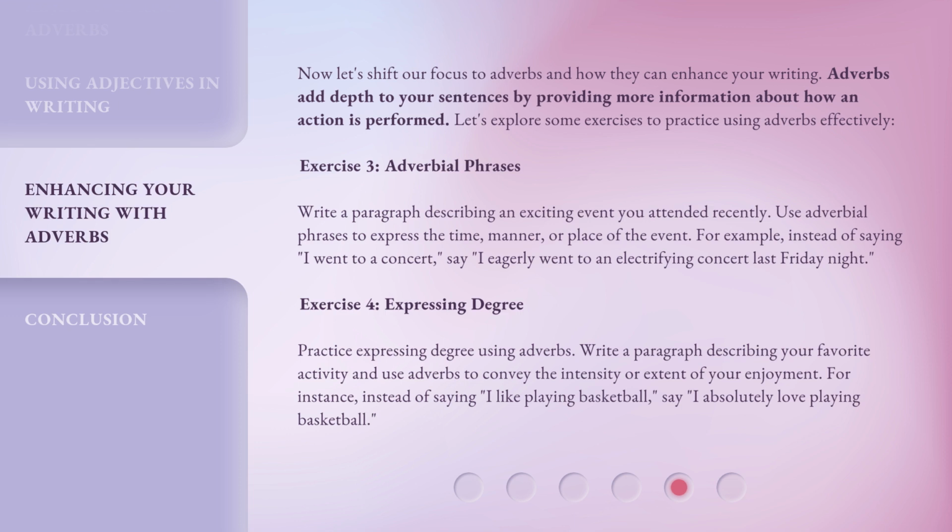Exercise 4. Expressing degree. Practice expressing degree using adverbs. Write a paragraph describing your favorite activity and use adverbs to convey the intensity or extent of your enjoyment. For instance, instead of saying, "I like playing basketball," say, "I absolutely love playing basketball."